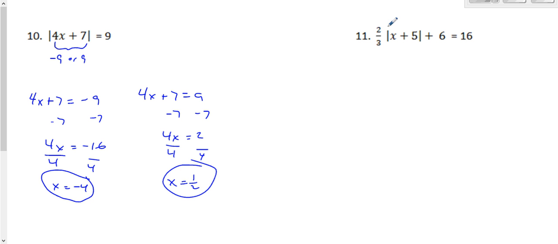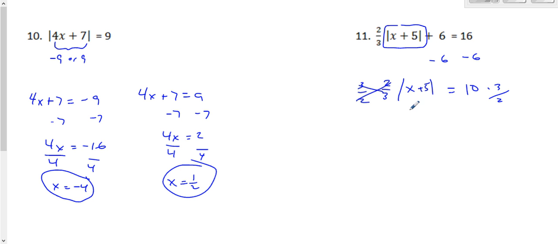For number 11, we need to get the absolute value part of this equation by itself. So we need to clean up the left-hand side. We need to get rid of this 6, and then that will give us 2/3 times the absolute value of x plus 5 is equal to 10. And then you need to get rid of the 2/3. So you either divide by 2/3 or multiply by the reciprocal of 3/2. When you multiply by 3/2, that gives you 1 on the left-hand side and cancels out the 2/3.